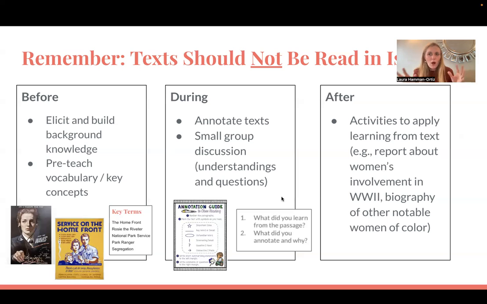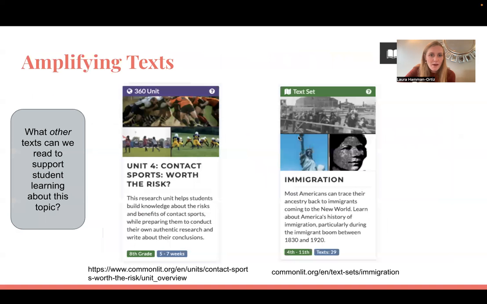So while we're talking about modifying text, just a friendly reminder that we still want to have these texts embedded within meaningful units that we always have before, during, and after activities to help us make sense of text. Okay. So that is modifying, but of course we can also amplify texts.